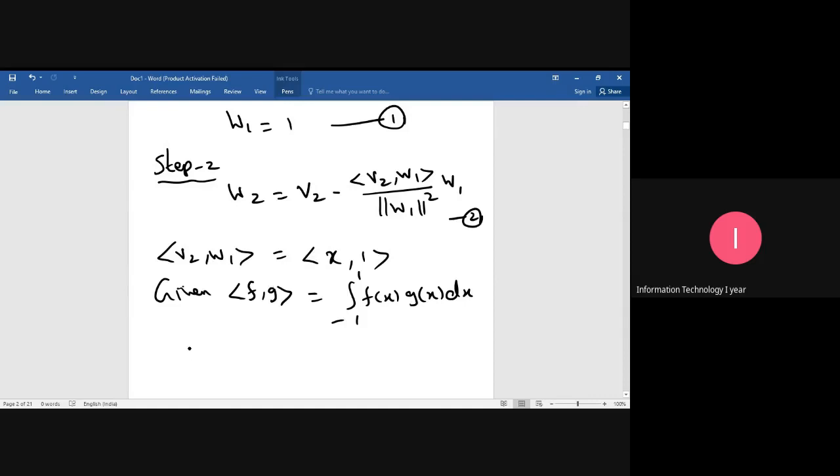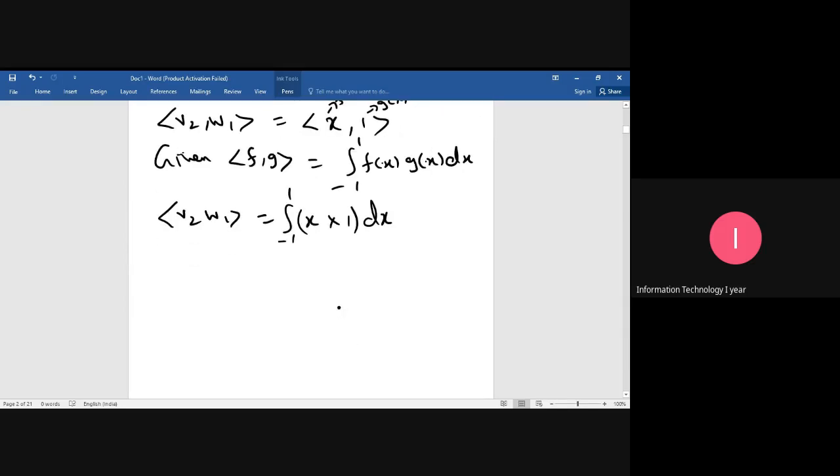So using that, the inner product of V2 comma W1 is equal to the integral from minus 1 to 1, where f of x is x and g of x is 1. So x into 1 dx. Now we know how to integrate it. So this is the integral from minus 1 to 1 of x dx.